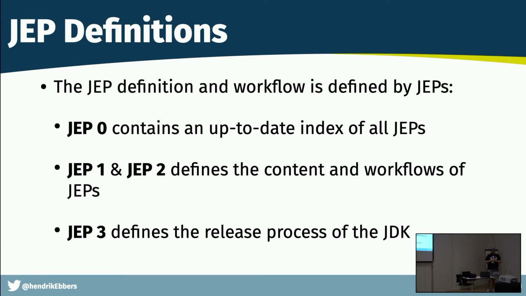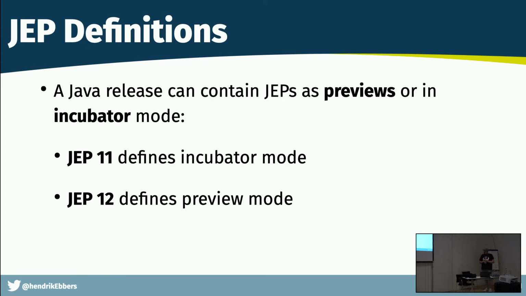Before we see that, there are some JEPs that are quite interesting because they are general JEPs and not targeted at one specific version. There's JEP 0, and this contains a list of all the JEPs. So this is like a list of all JEPs that are in any of the Java versions or planned for any of the future versions. Then we have JEP 1 and 2 that define the general workflow of the JEP. JEP 3 defines the release process of the JDK. Those are not that interesting, but the ones that are interesting, and they are quite new, are JEP 11 and JEP 12.